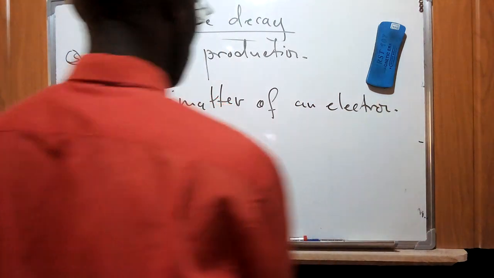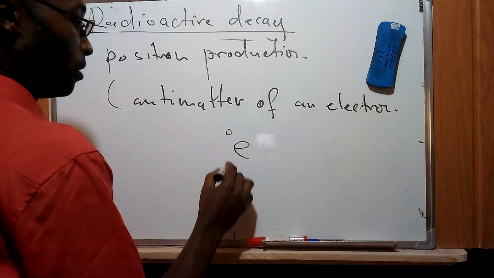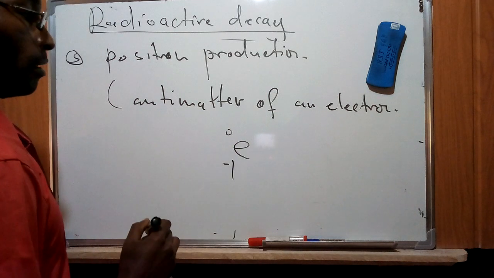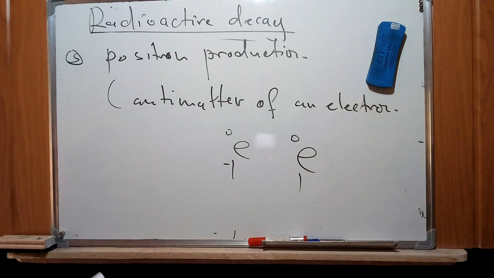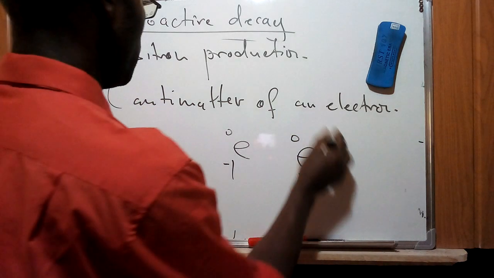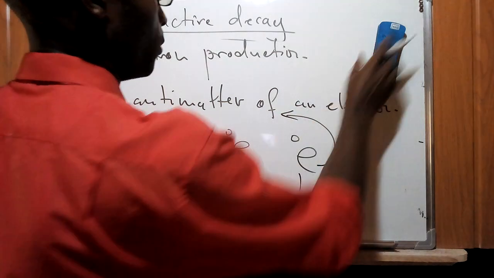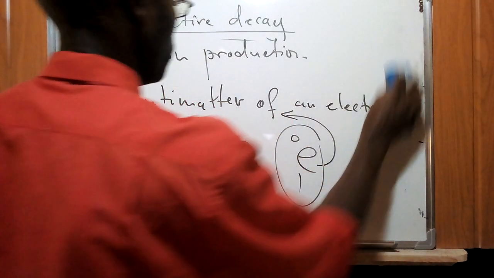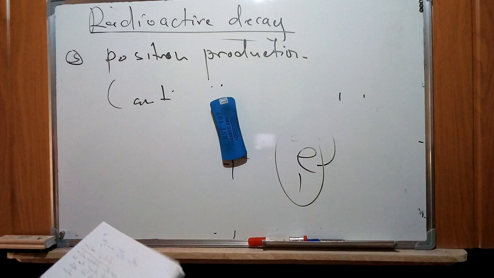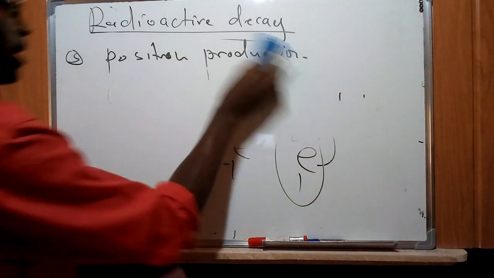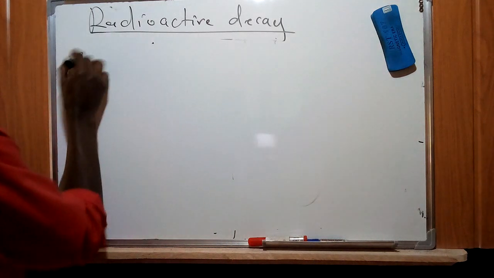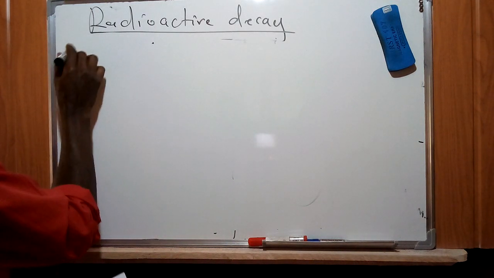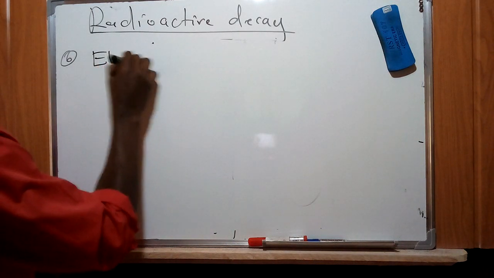And as we stated, we represent an electron using this notation, and a positron is represented as such. So whenever we're writing an equation and we have this, remember that it refers to a positron. So that is for positron emission. And lastly, we're going to look at process number 6, which is electron capture.